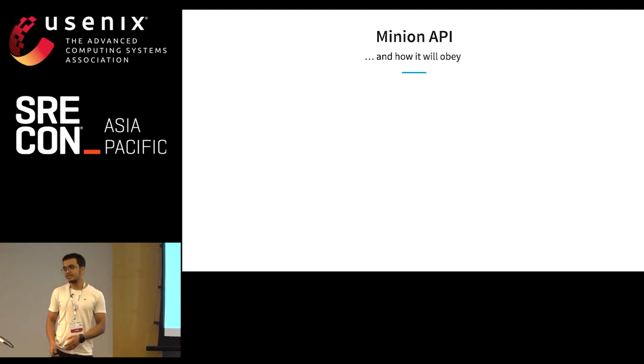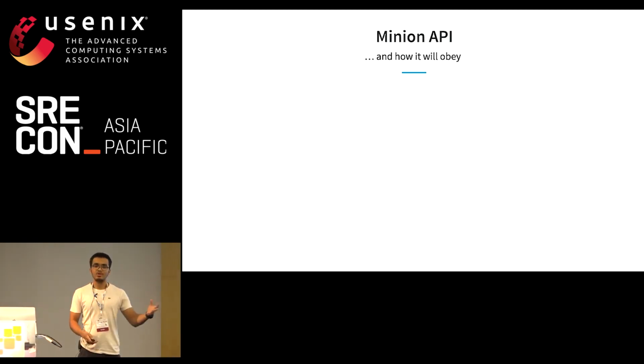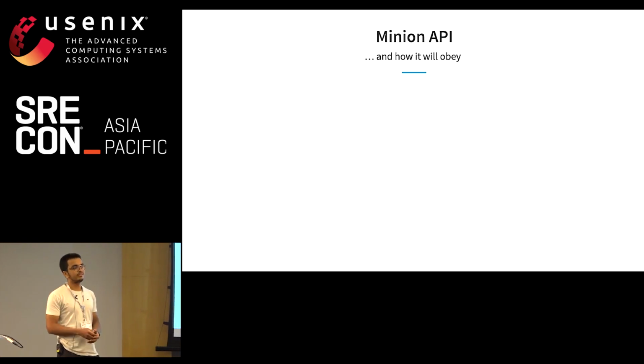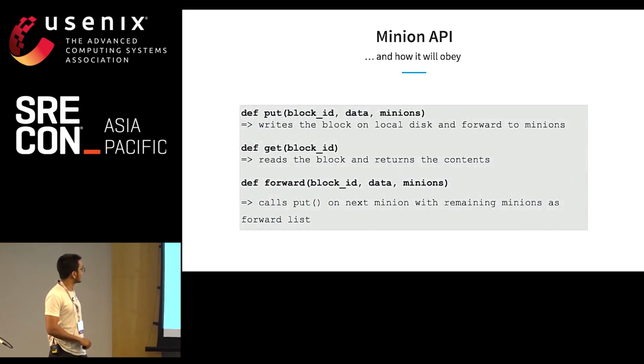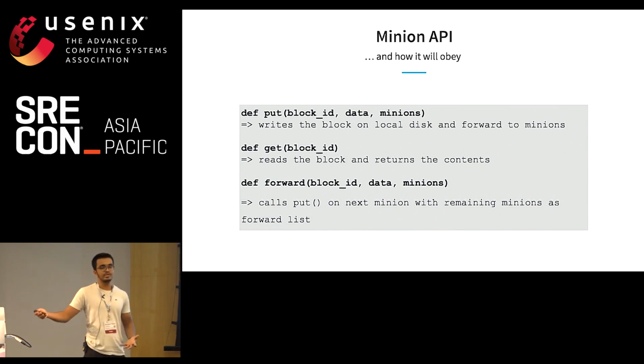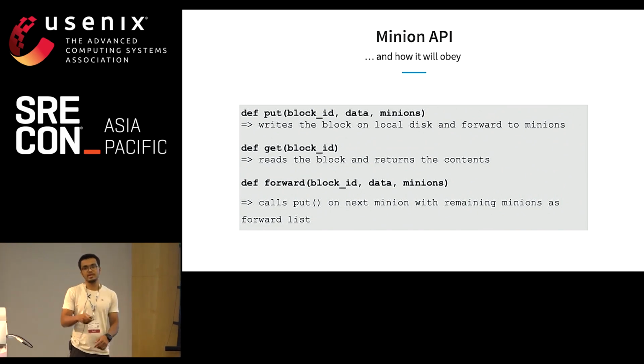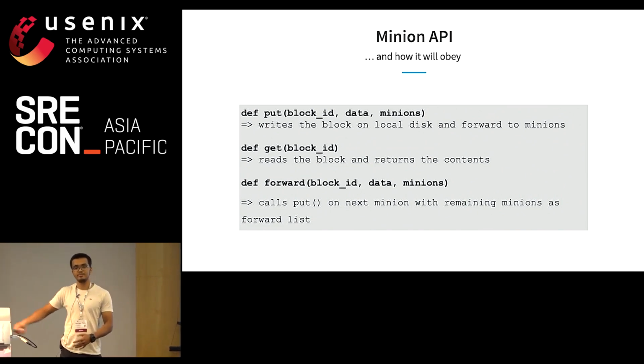How will the minions' API look? Well, minions will be relatively simple, because what they deal with after all is blocks. So given a block, if you say get me this block, it can just read the block from its local storage and get it back to you. If you tell it to put, it will put the block on its local disk, and it can also forward it to the other minions like we just saw in the diagram. So if you call put on a minion, it will write the block on the local disk, and it will call put on the next set of minions that are in the pipeline.